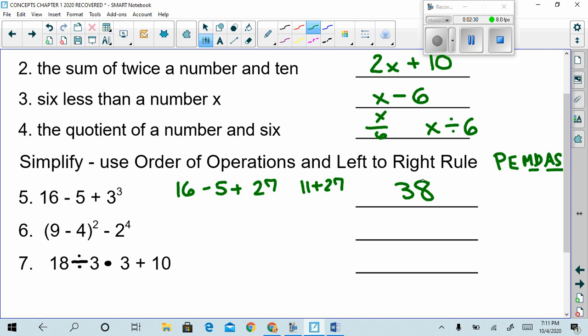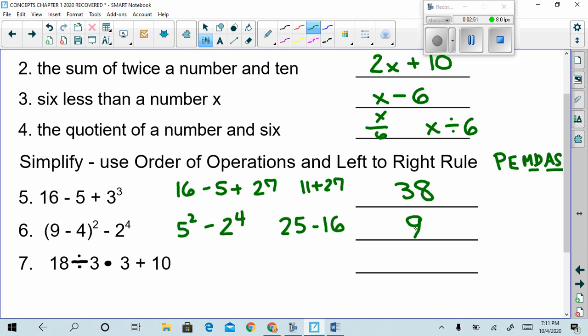Number 6. I do see parentheses, so 9 minus 4 is 5, and then we're going to square that, as well as take 2 to the 4th power. Well, 5 squared is 5 times 5, which is 25, and 2 to the 4th power is 16. We lastly subtract, and you'll get 9.